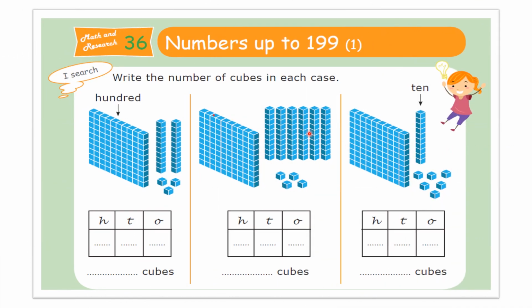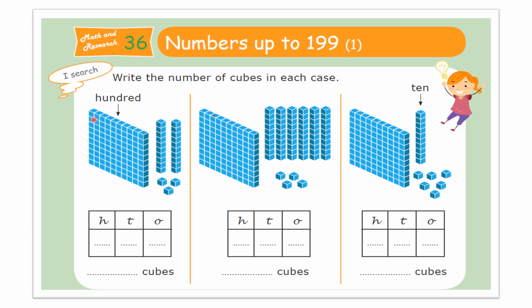Now, let's practice more about place value from our book. So, we are going to solve some exercises from chapter 36, numbers up to 199. As we said, here we have the 100 blocks, tens and ones. And here we have the place value chart. HTO means hundreds, tens and ones. We are going to use the blocks to write each digit in its correct place.